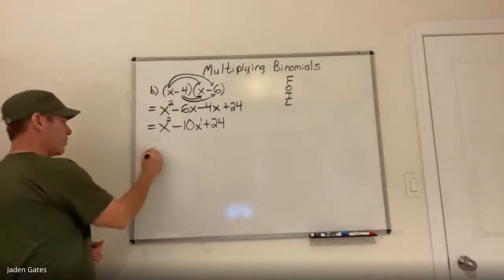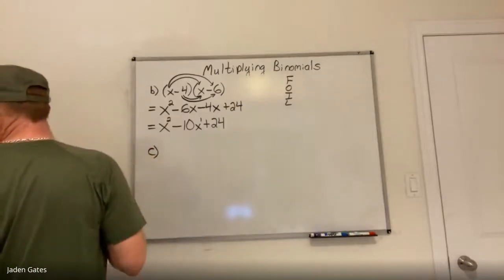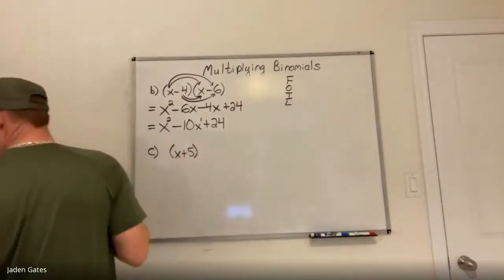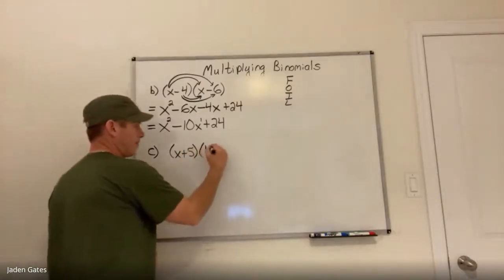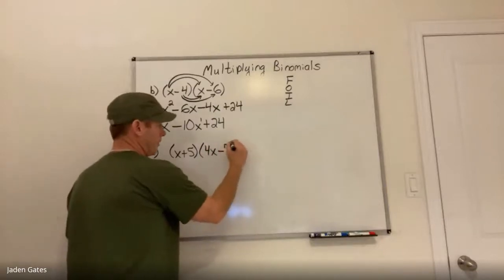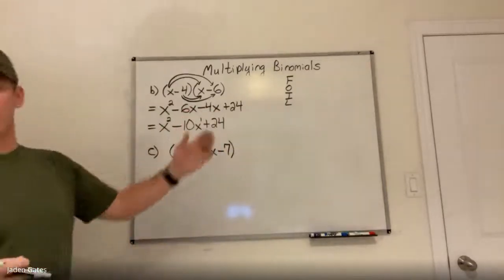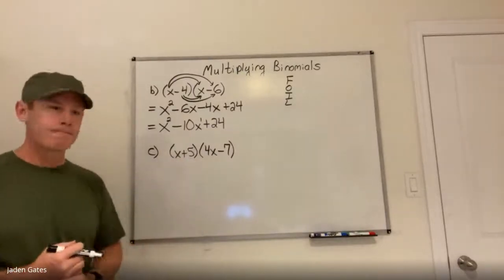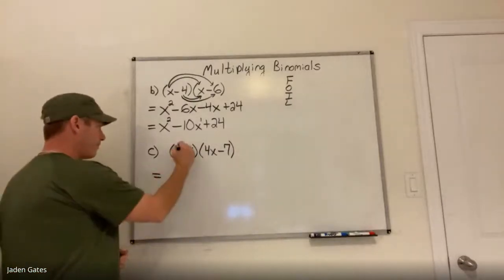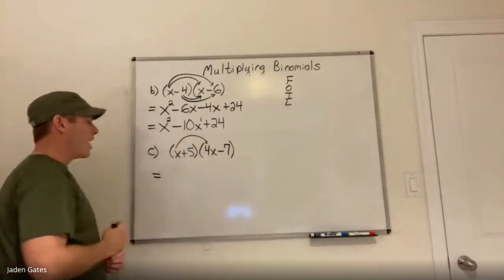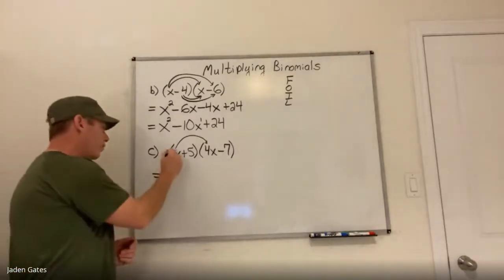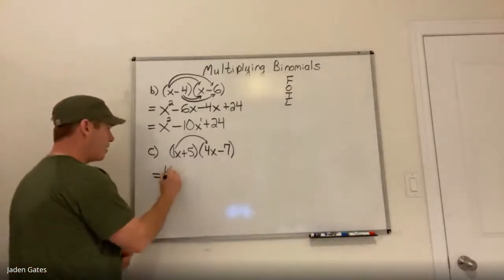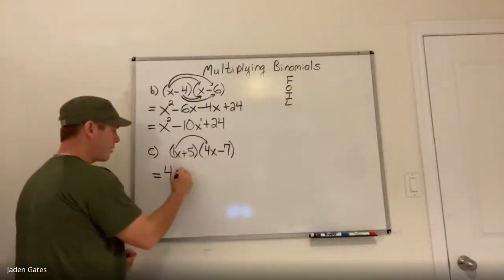All right, let's try another one here. C. We have x plus 5 times 4x minus 7. All right, so once again, I'm going to use FOIL because I have a binomial, two terms, times a binomial, two terms. And so I look at the first ones. So I have an x times a 4x, or in this case, you could look at it as a 1x times a 4x, doesn't matter. 1 times 4 gives me 4. x times x gives me x squared.